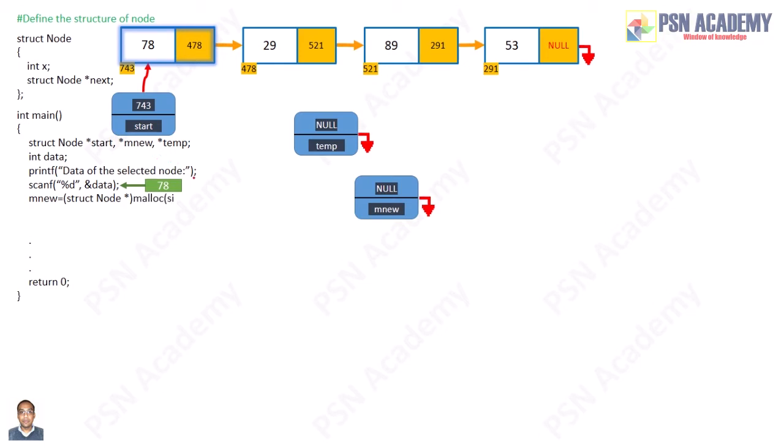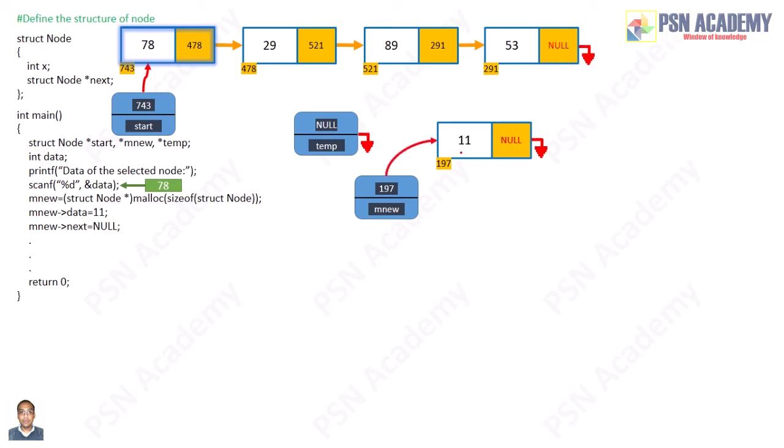Now we create a new node here with the help of the malloc function, and we also put data inside the new node, that is 11, just randomly, and we set the next pointer of the mnew to null. So it will be looking like this, and this mnew will be pointing to 197 now. So this next pointer, the null pointer, vanishes, and it will start pointing to this new node. So mnew now takes care of the new node at 197.